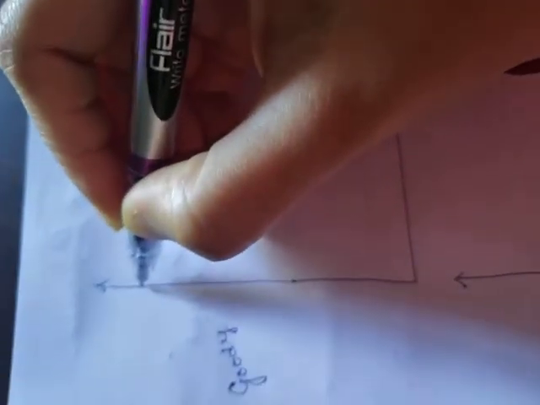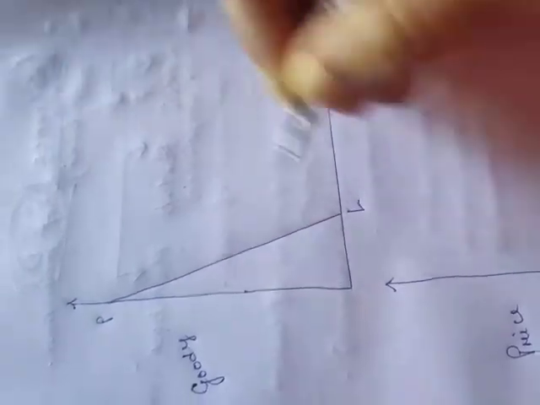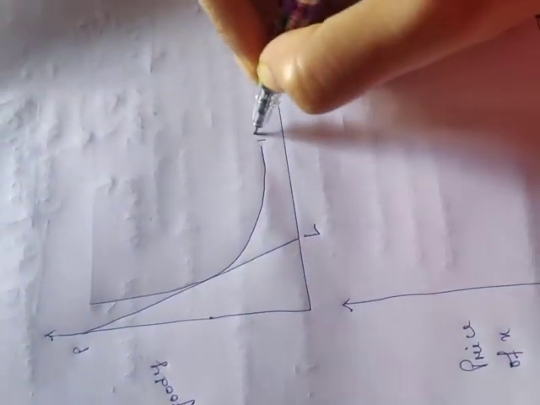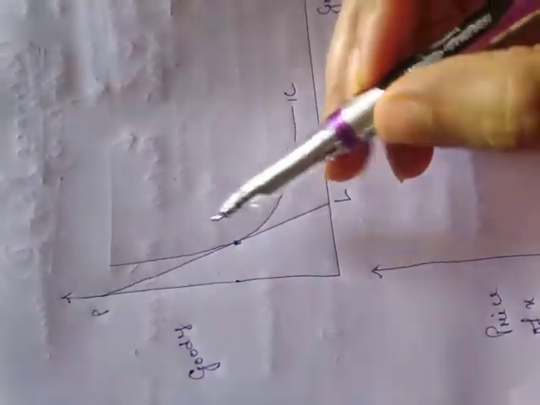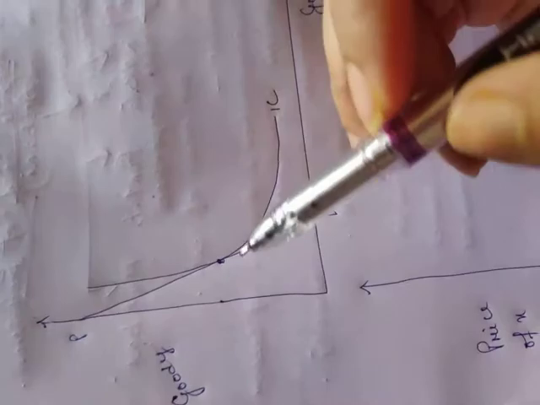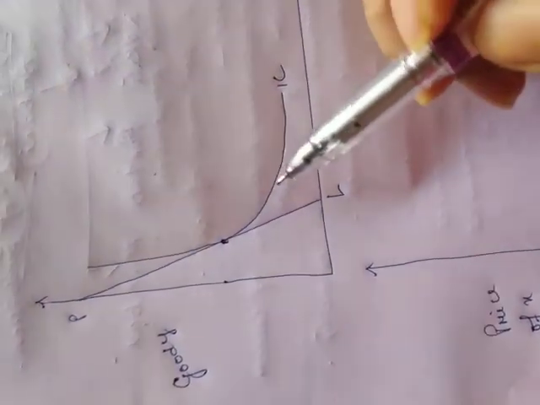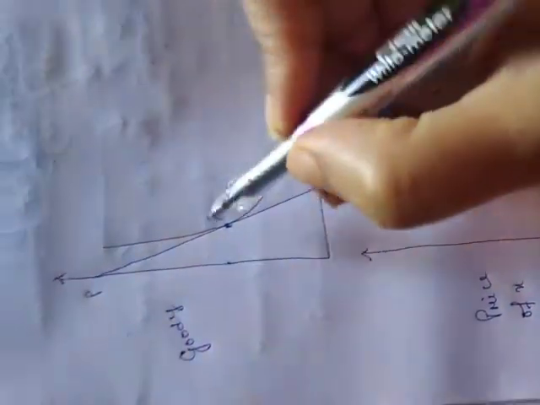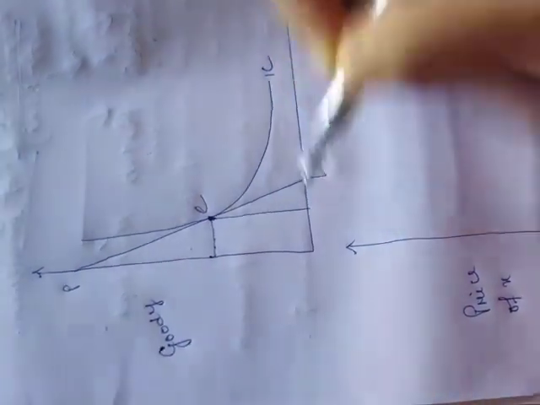Initially, suppose this is the price line, that is PL, and this is the indifference curve, suppose IC. So the tangency point will give the equilibrium. We know that the consumer is in equilibrium where the indifference curve is tangent to a budget line. So the tangency point will give us equilibrium E, where the consumer is consuming this much amount of Y and this much amount of X.